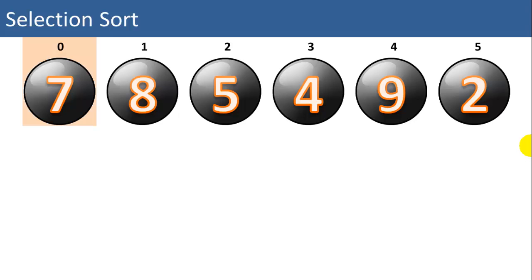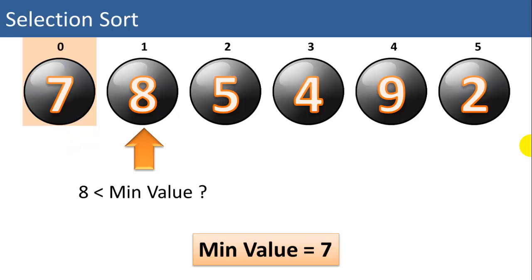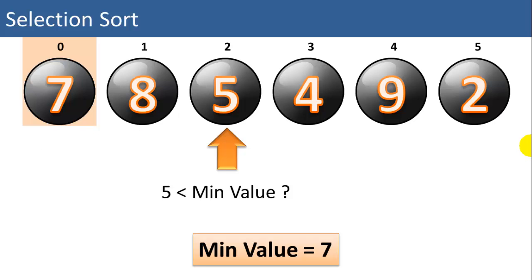We'll start with 7. We look at 7. Is that our smallest item? Well, right now it is. So we set min value equal to 7. Is 8 less than the min value? No. Is 5 less than min value? Yes. So our new min value is 5.